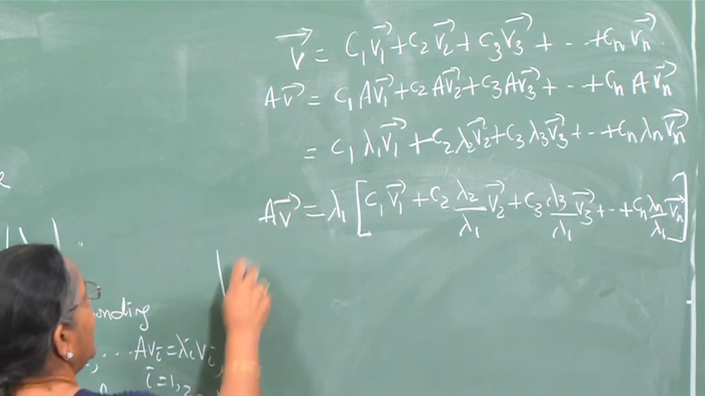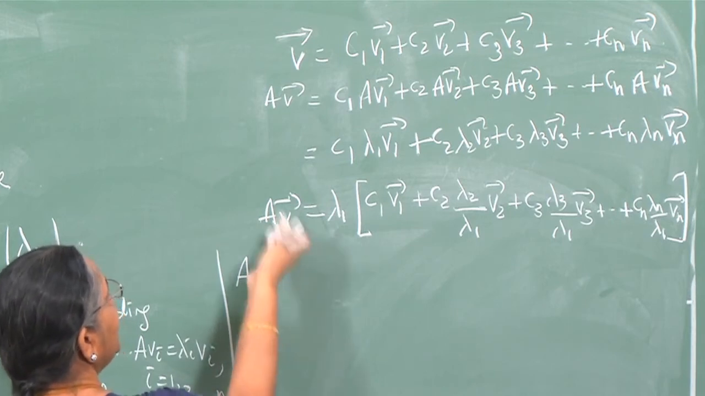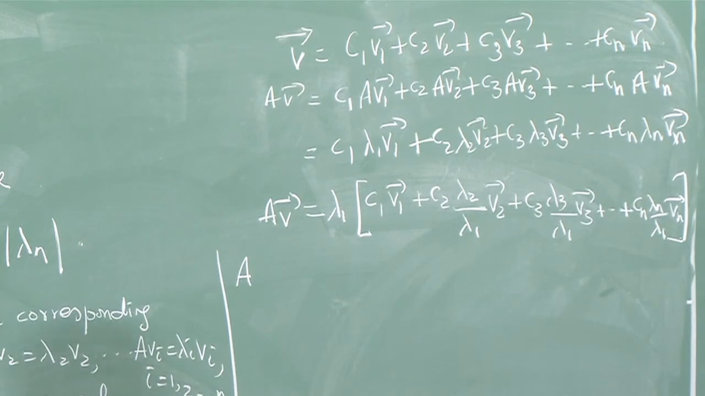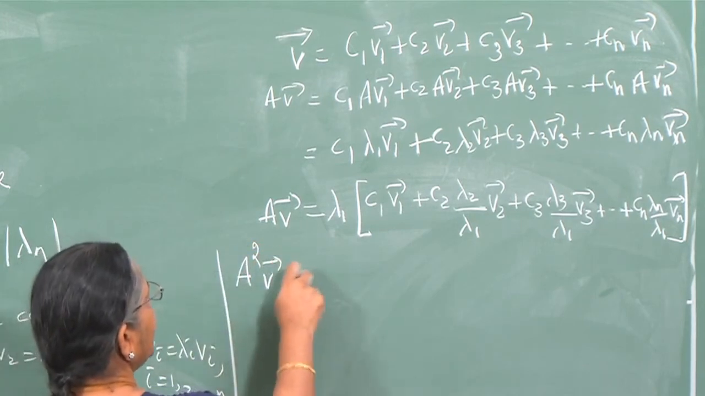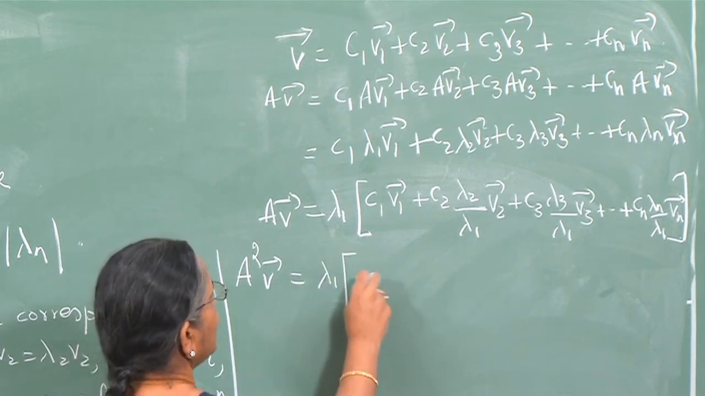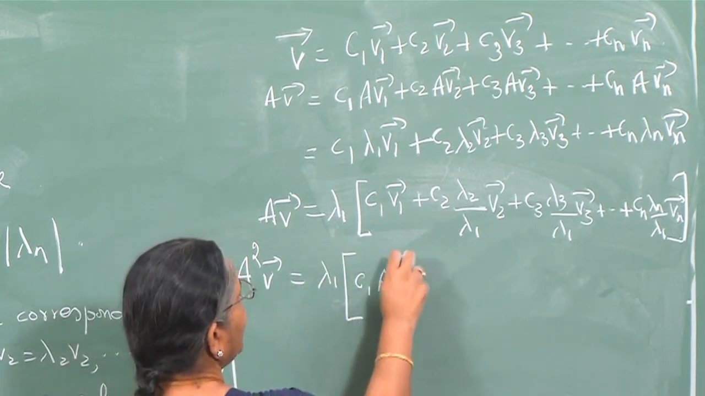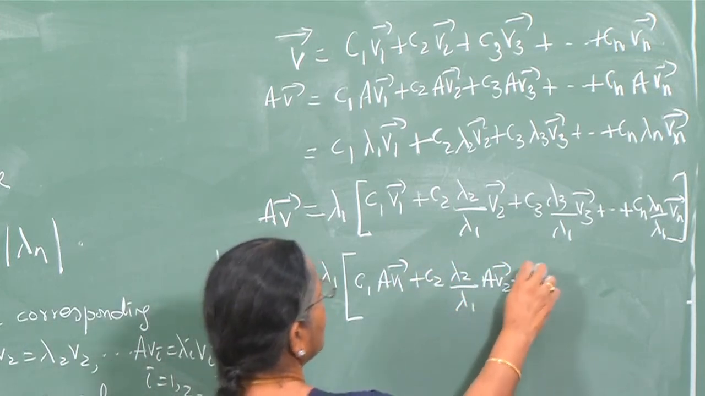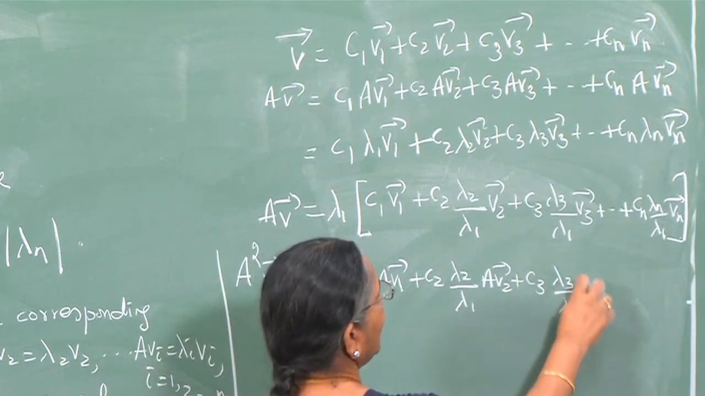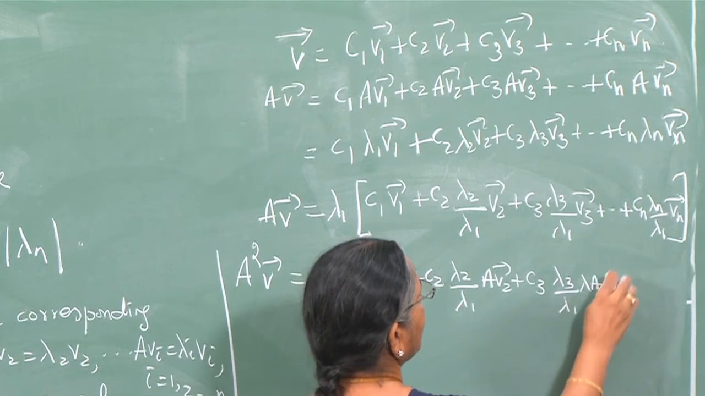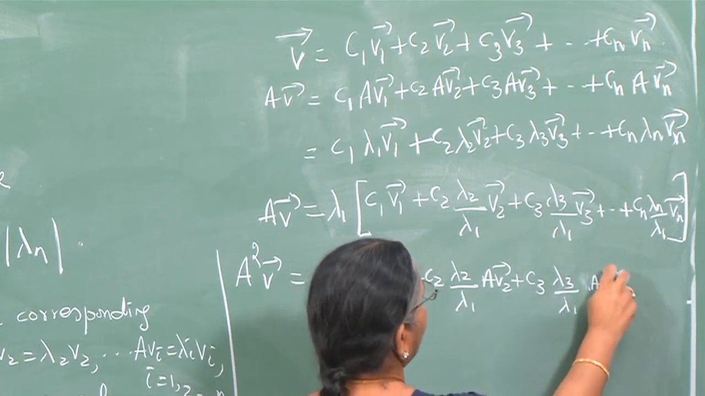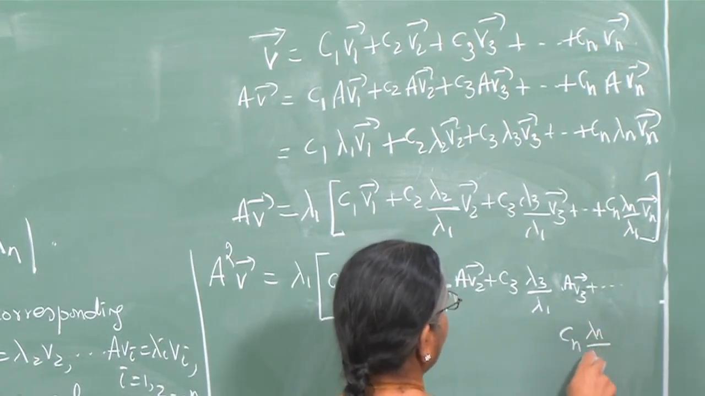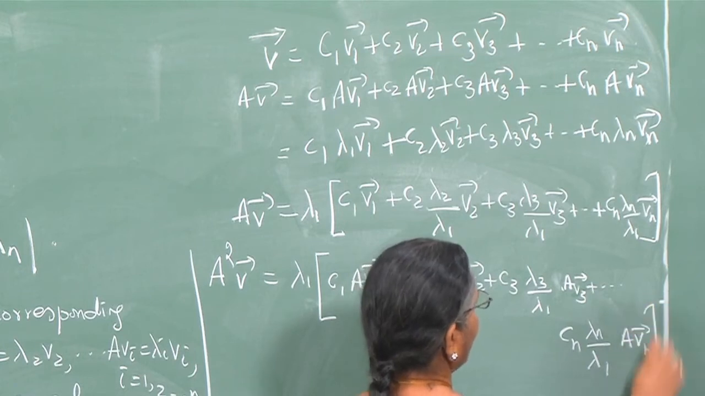Now, I consider A on V, that is, I pre-multiply both sides of this matrix equation by A. So, that will give me A square V. That will be lambda 1 into C1 into AV1 plus C2 into lambda 2 by lambda 1 into AV2 plus C3 lambda 3 by lambda 1 into AV3 plus etc. plus Cn into lambda n by lambda 1 into AVn.